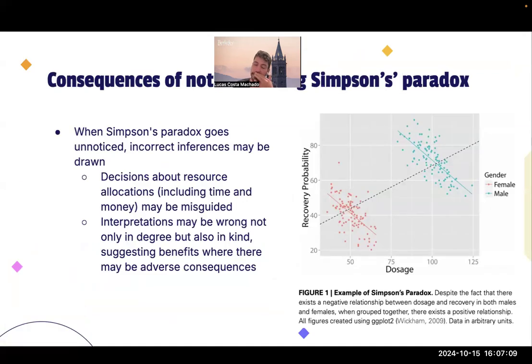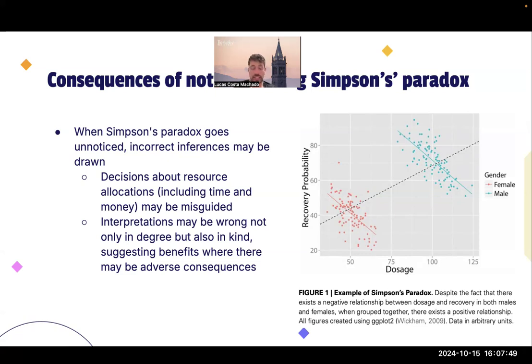Talking about the consequence of not addressing Simpson's paradox, going back to the example that we just discussed, we can see that with the wrong conclusions we can make wrong decisions, because there are two types of mistakes we can make when dealing with this type of problem. One is related to the magnitude. The magnitude that we see at the aggregated level is different from the different groups.